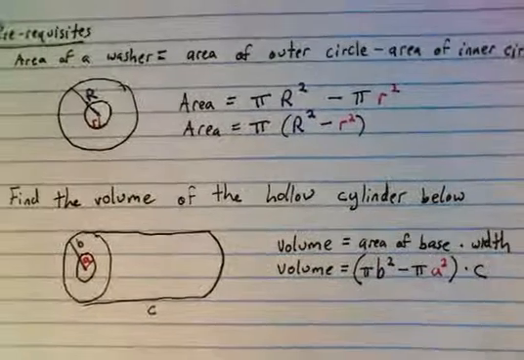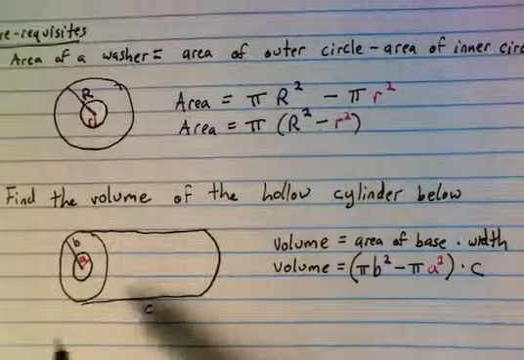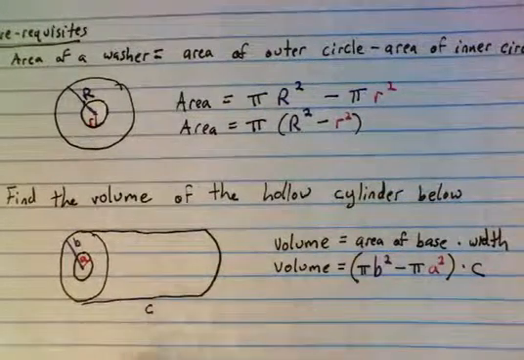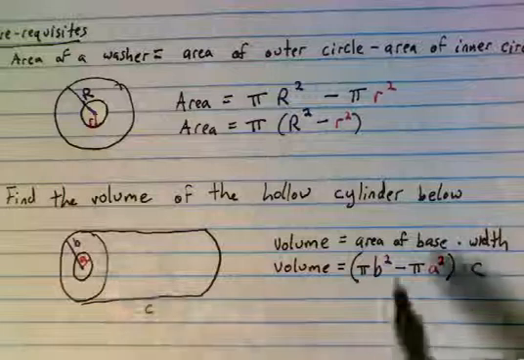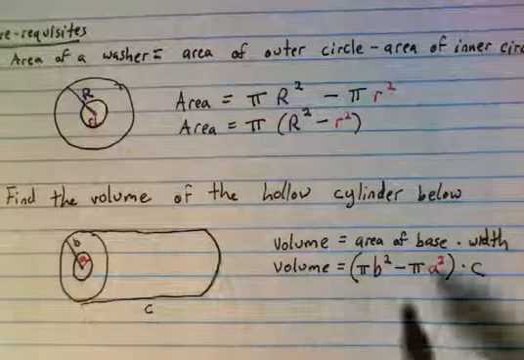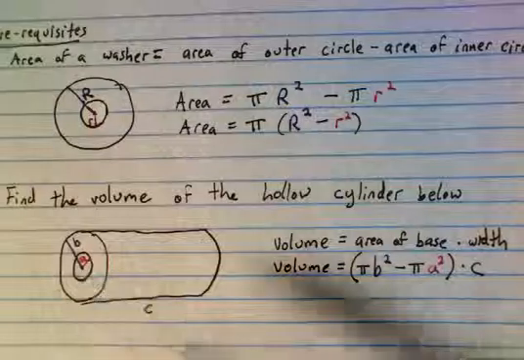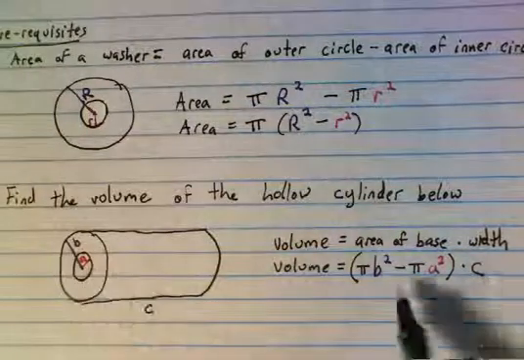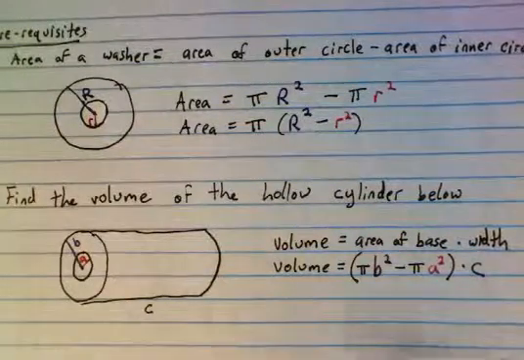So the second thing you have to be able to do is find the volume of a hollow cylinder. That's really what we're working with this time around. And it's the same idea. Area of the base, exact same thing as we did up here: the big radius squared times pi minus the little radius squared times pi, and then times this width or height, or whatever you want to call it.